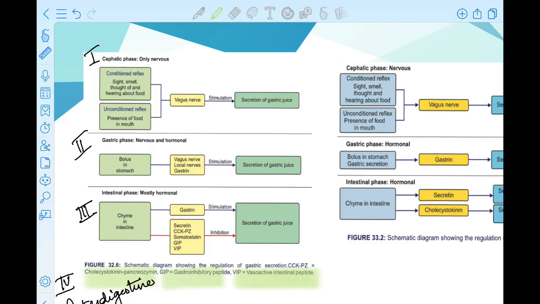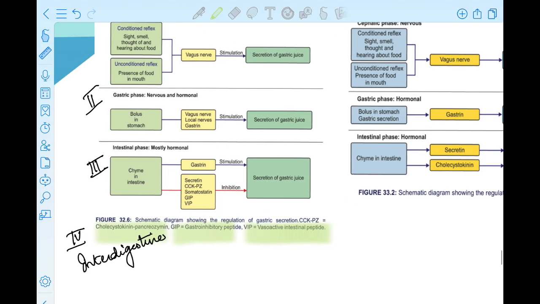I hope it's clear. And the last one is the interdigestive phase. So, interdigestive, as the name suggests, is in between the meals or when there is fasting, this particular phase comes up. It is mostly under the control of gastrin.